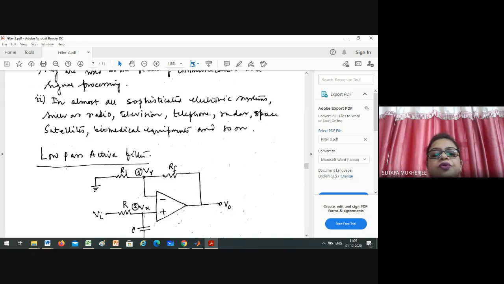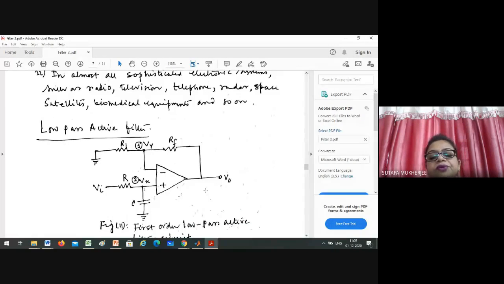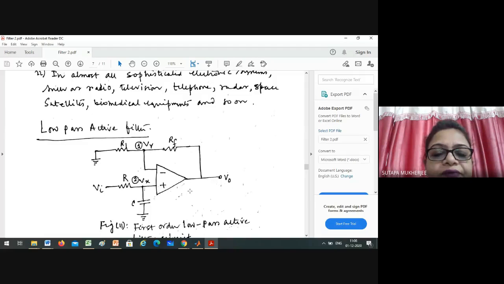Now we come to low pass active filter. First you have to draw this diagram in your copy. Draw an op-amp. This is the inverting terminal, this is non-inverting. A resistance. Here the input voltage is applied. Where is the input voltage applied? At the non-inverting terminal, right? And this is the capacitor grounded here, and this is Vy. Everyone draw this, and you have to do it personally.